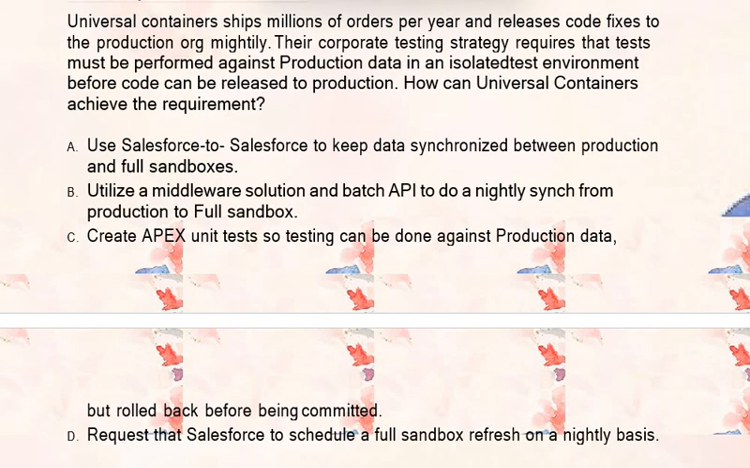Option A use Salesforce to keep data synchronized between production and full sandboxes. Option B utilize a middleware solution and Batch API to do a nightly sync from production to full sandbox. Option C create Apex unit tests so testing can be done against production data but rolled back before being committed. Option D request that Salesforce schedule a full sandbox refresh on a nightly basis. Correct answer is option B.